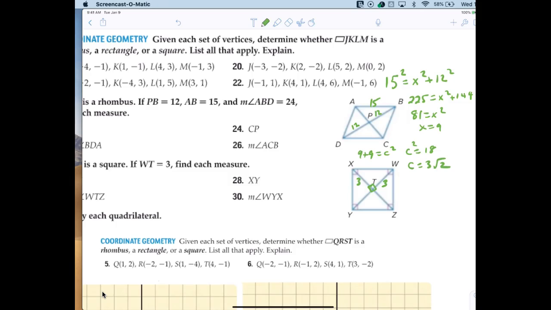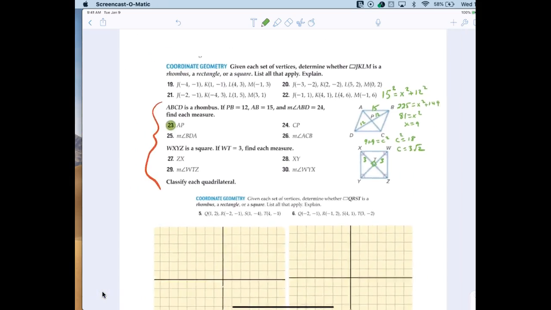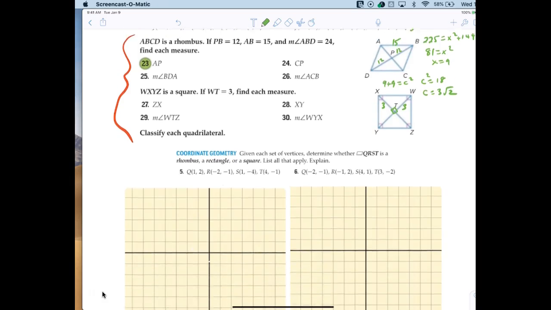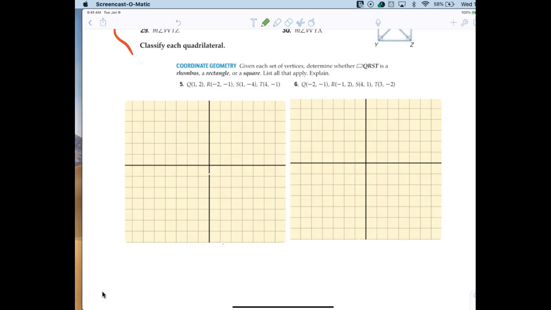All right, let's go ahead and get started on the other stuff. Let's finish it out. Notice what I tried to do is I just tried to draw everything out for you. It says, given each set of vertices, determine whether the parallelogram is a rhombus, a rectangle, or a square. Notice it says list all that apply. Because if you are a square, you are a rectangle, and if you're a square, you're also a rhombus. So you have to know those facts also.